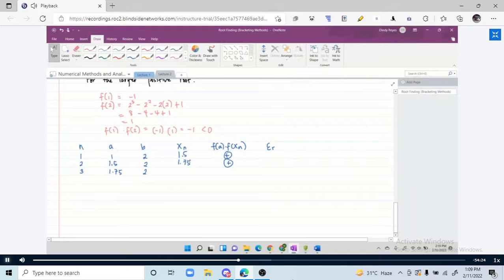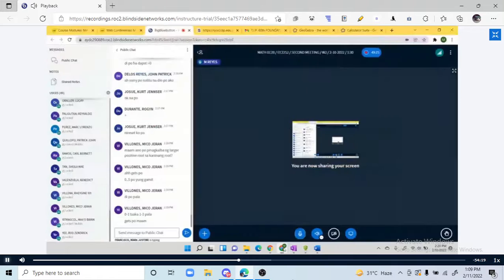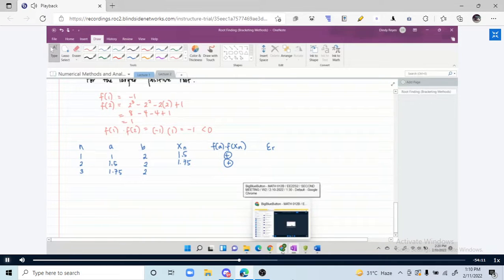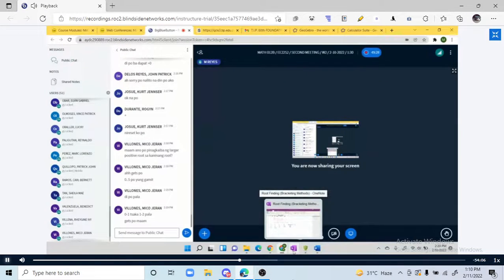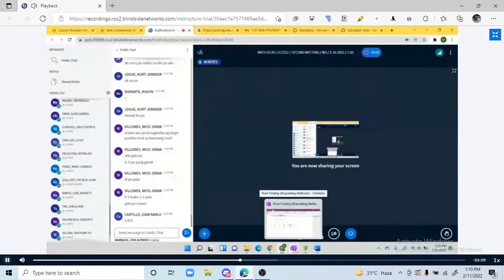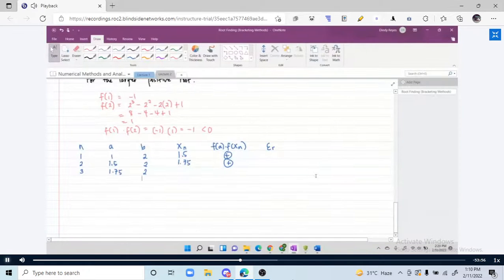Okay, the current estimate is 1.75 and then the previous estimate is 1.5. What's the relative error? Relative error for the second iteration. 1.875 here. What is the relative error in the second iteration?